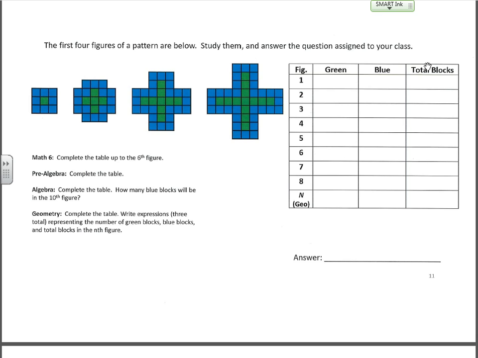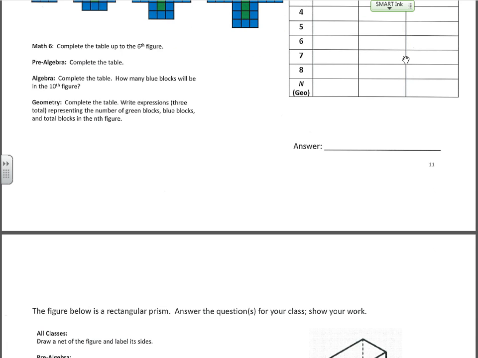So those that have asked for help in the past, I said make a function table, make an XY table with the figure number being the X value and the total blocks, or the blue blocks, the green blocks, or whatever you're solving for, be the Y. So you've got a formula that gets directly from the figure number to the number of blocks.